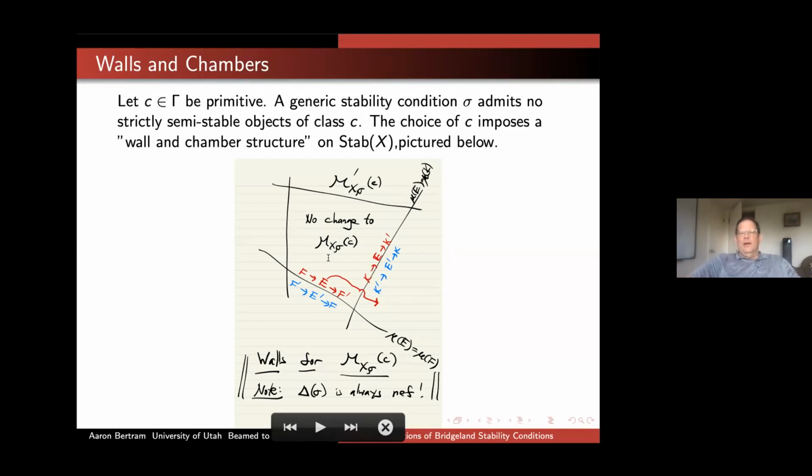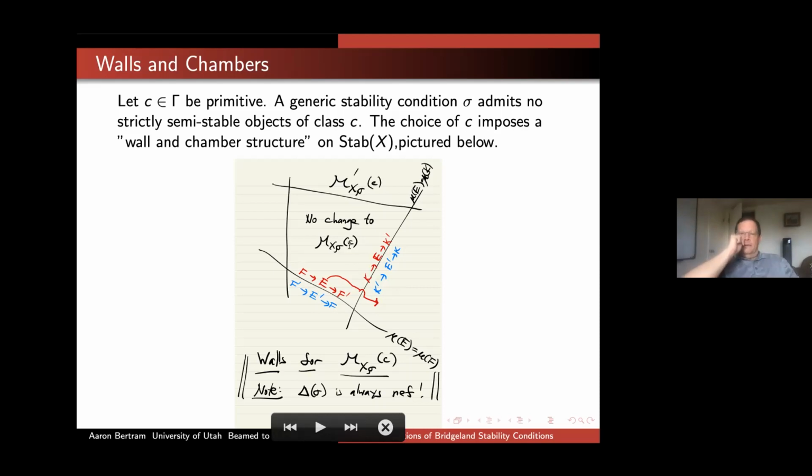So these walls enclose chambers. In the chambers, the moduli of stable objects are unchanged as you move around in the chamber. But the determinant line bundle on this thing is moving. And as you reach a wall, you pick up semi-stable objects. As you cross the wall, because they're semi-stable, they fit in a short exact sequence with objects of the same slope, and they're replaced by objects where the short exact sequence goes in the opposite direction.